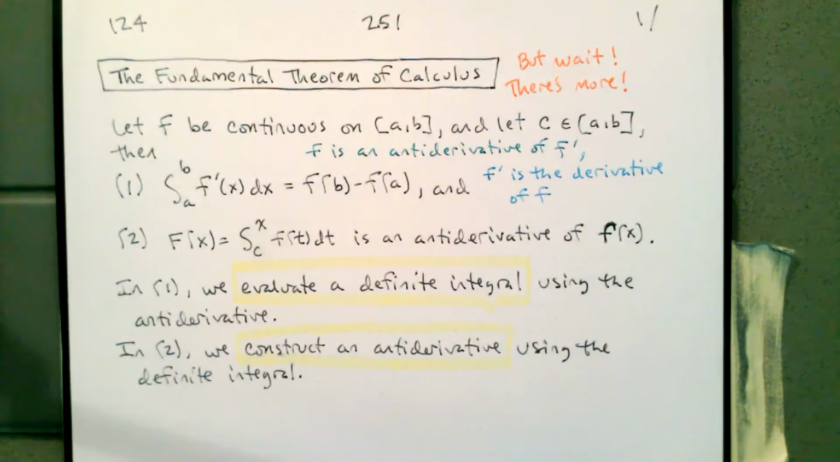So this fundamental theorem of calculus business works both ways. We're emphasizing that integration is almost the inverse of differentiation. And we're connecting this definite integral business to the antiderivative business. So in the first part, we're using the antiderivative to evaluate a definite integral. In the second part, we're constructing an antiderivative using the definite integral. So let's take a look at an example.